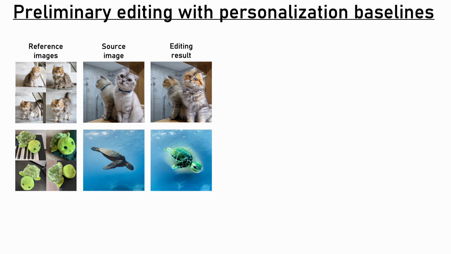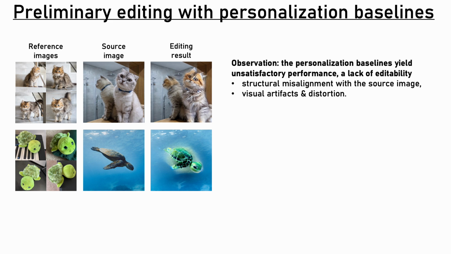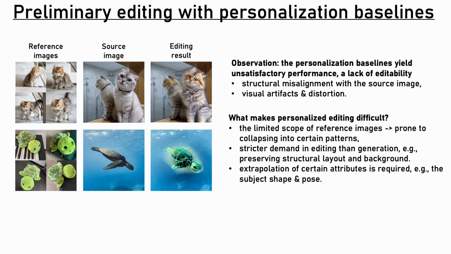One preliminary solution for personalized editing is to directly perform zero-shot image editing with existing personalization models. However, we observe that this preliminary solution often shows unsatisfactory performance with poor structural alignment with the source image and severe artifacts. We conclude several reasons that make personalized editing difficult. Firstly, the limited data scope for few-shot learning makes the model prone to collapse to certain attributes. Moreover, there exists a stricter demand from generation to editing that may require extrapolation on attributes.